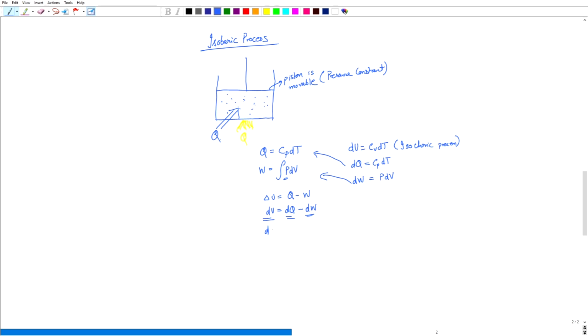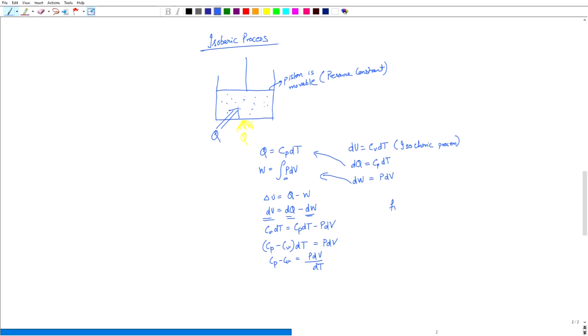So dU is Cv dT, dQ is Cp dT minus P dV. So can I rewrite it as (Cp minus Cv) dT is equal to P dV, and Cp minus Cv is nothing but P dV by dT.